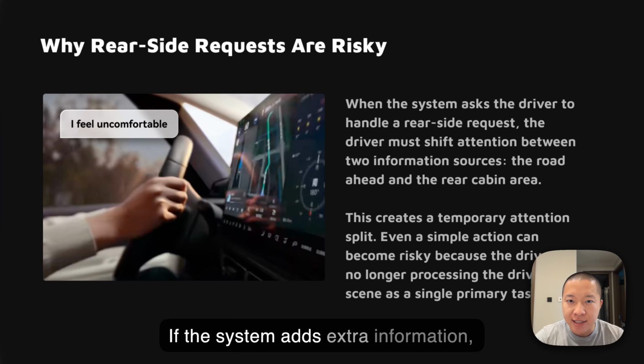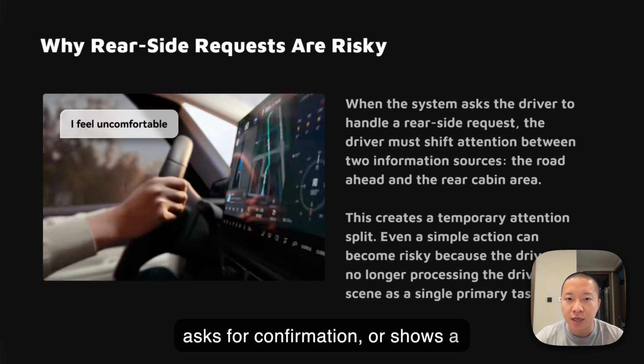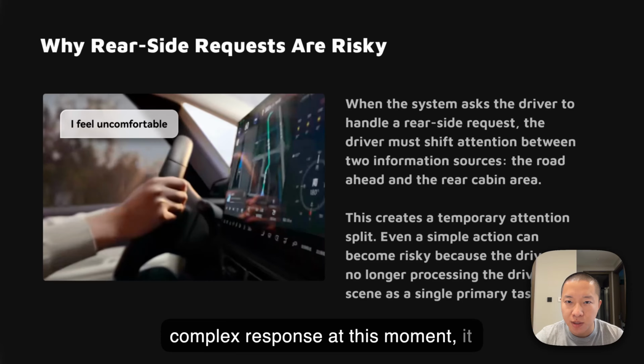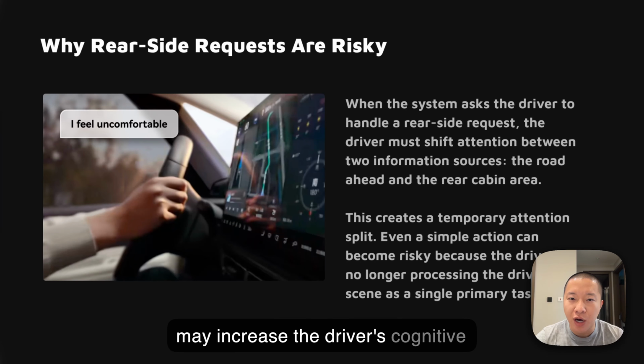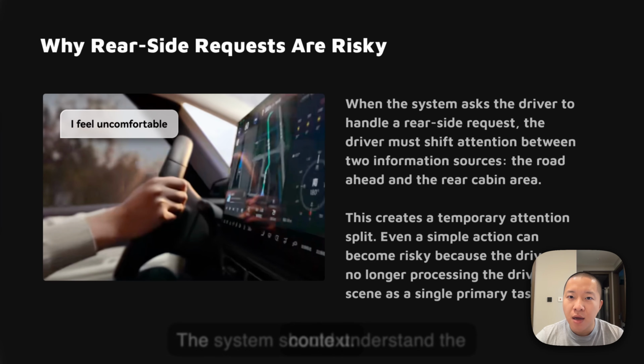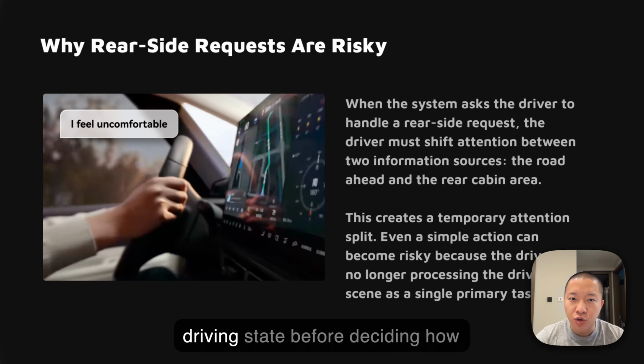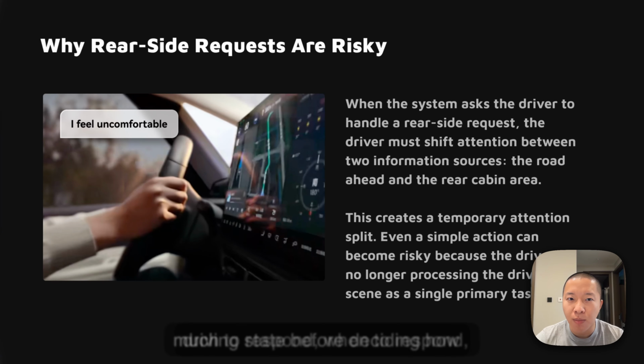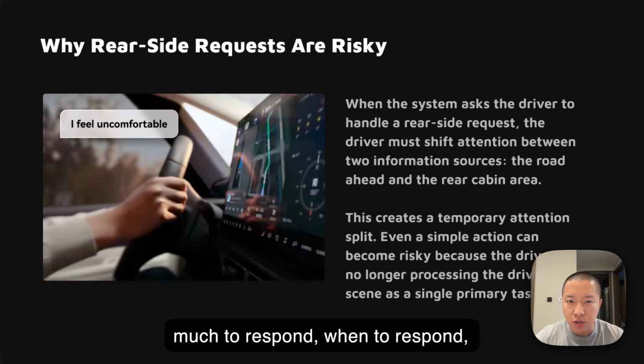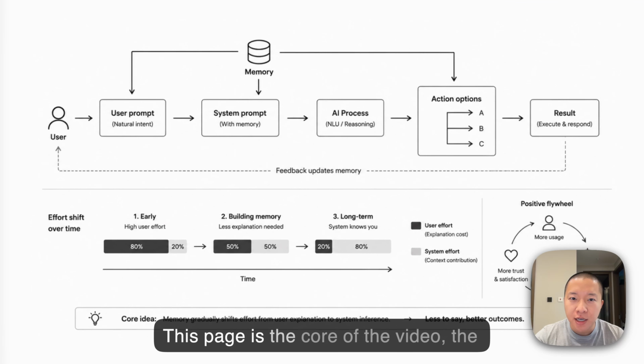If the system adds extra information, asks for confirmation, or shows a complex response at this moment, it may increase the driver's cognitive load. This is why AI cabin design needs context. The system should understand the driving state before deciding how much to respond, when to respond, and whether it should wait.